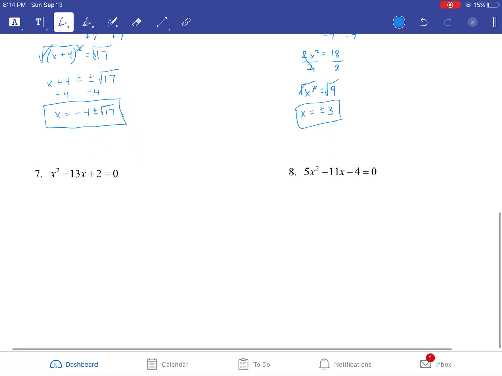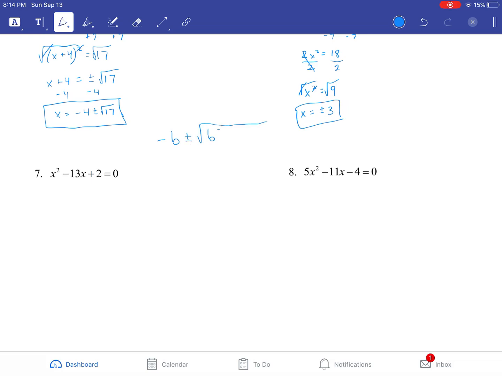Okay. The last two are going to be solving using the quadratic formula. So if you don't remember the quadratic formula off the top of your head right now, well, you should. But it is negative b plus or minus the square root of b squared minus 4 times a times c, all divided by 2a. So the reason we use the quadratic formula for these two problems is because the other methods we've just gone over don't work. Okay, these 7 and 8 cannot be factored. They cannot be solved using square roots. So the only thing we're left with is the quadratic formula.